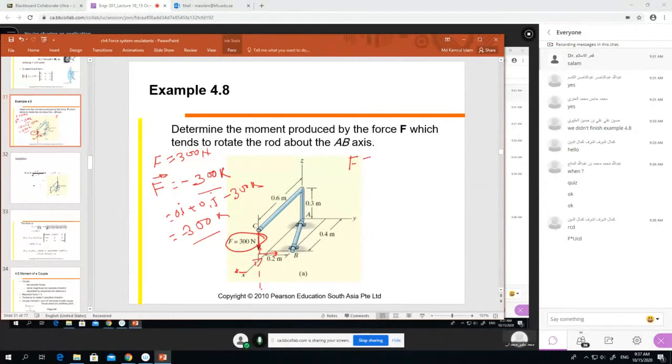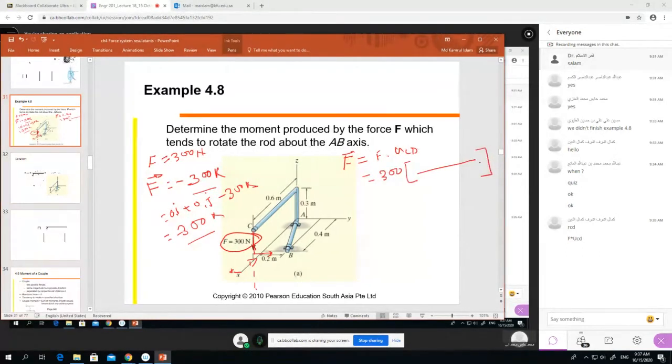Yesterday we did it, right? F vector equals F times the unit vector UCD, the dot product. If you do it that way, you still find the same result. Last class we did it. What is the vector? What is the coordinate for C and what is the coordinate for D? Can you calculate?